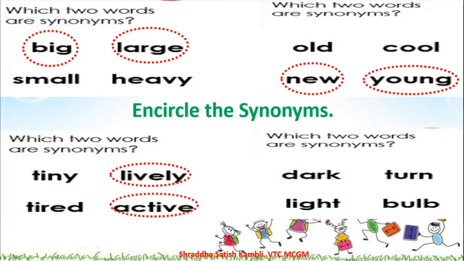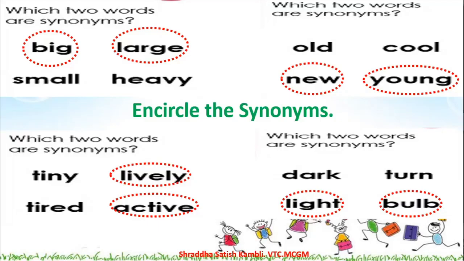And look at the last set of 4 words that we have. Dark, turn, light and bulb. So what do you think, children? Dark and light are opposite. Dark and turn are not at all connected to each other. What about light and bulb? Are they connected? Sometimes we say put on the light, sometimes we say switch on the bulb, isn't it? So we can take these two words as synonyms, light and bulb.